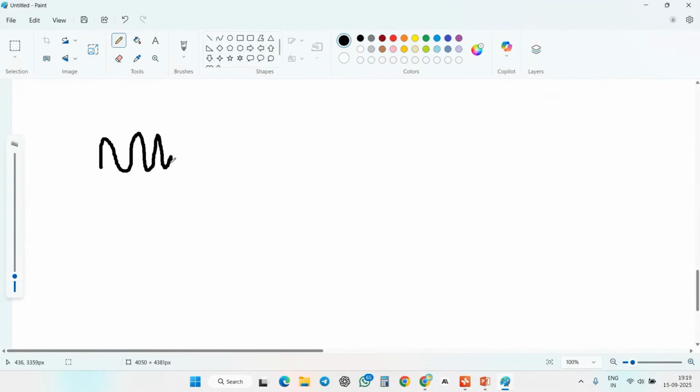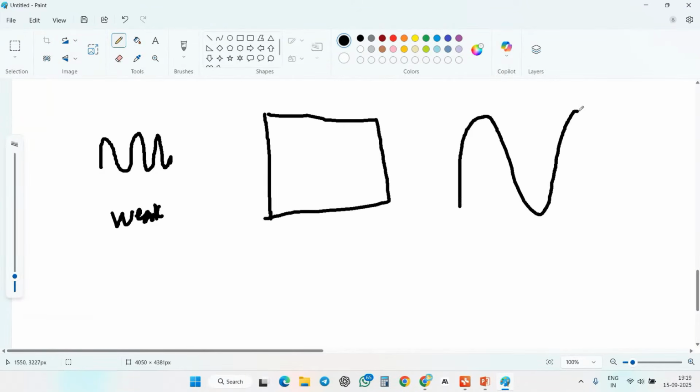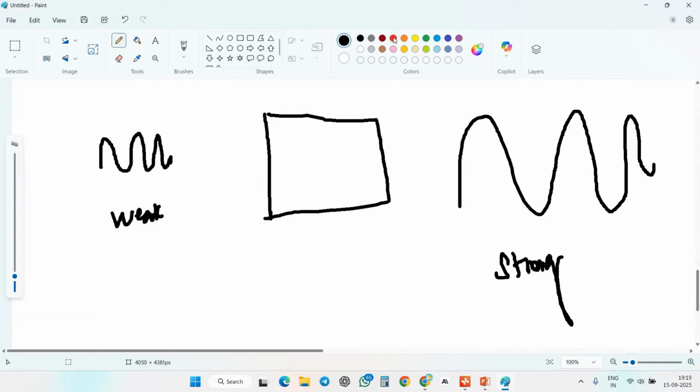Whenever I have a weak signal, which component is going to help enhance my signal? Everyone, post your answer on the chat box. I want to make my signal strong. Which component gives the strong signal? Everyone tell the answer on your chat box.